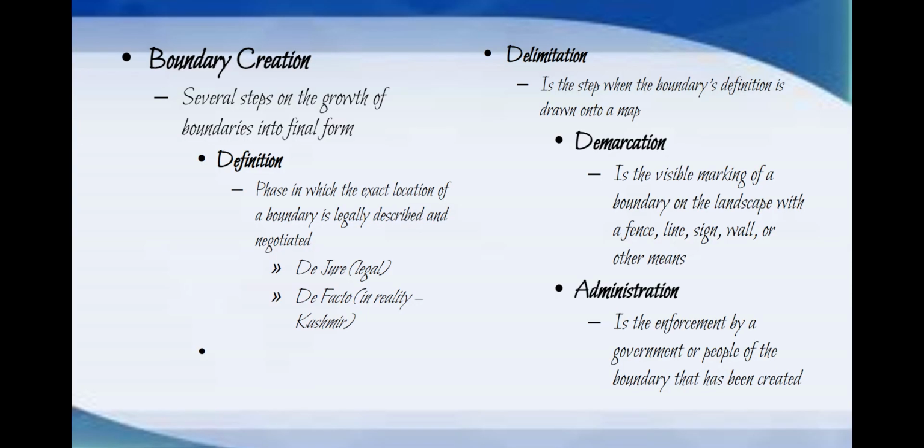And the last one, going along with demarcation: how is the enforcement of this boundary going to work? Is this going to be open space? Do people actually cross in this crossing, or is it in the middle of the desert where no one's going to cross anyway? What does legal enforcement look like? And that is the last step of this process.